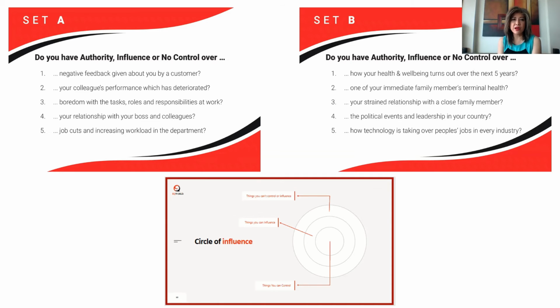But again, remember, there's no right or wrong answer. After the person has stood in a specific area, you can ask 1 or 2 of them to share why they've chosen to stand there, and understand why they feel they have control, influence, or no control.